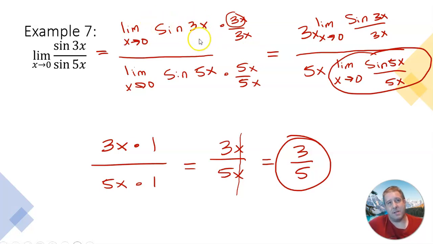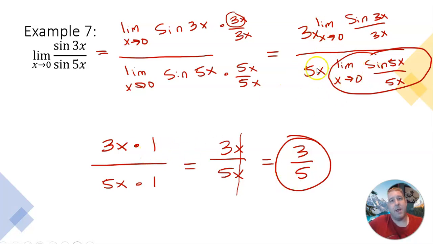Now, why does this work? For the exact same reason as in the last one. If the argument is 3x, I want the denominator to be 3x. So I'm doing the exact same trick I did on example number 6. But then I'm going to use the same trick again to pull the 3 out and make it the coefficient. And I'm going to do the exact same process on the bottom. I'm going to multiply both of these by 5x to make the denominator 5x. Once I've done that, I now know this is 1. I now know this is 1. 3 times 1 is 3. 5 times 1 is 5.